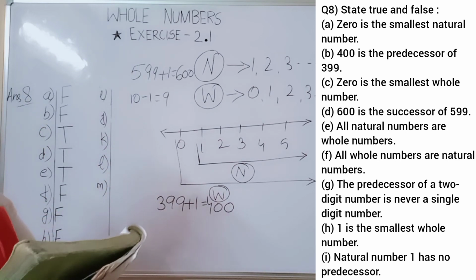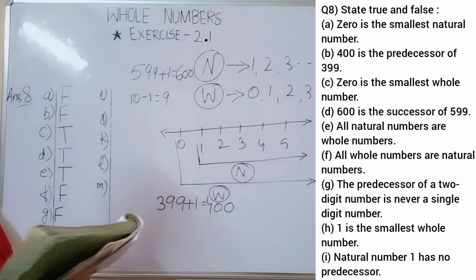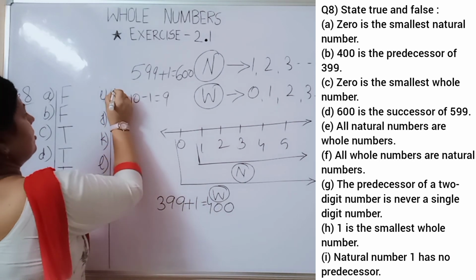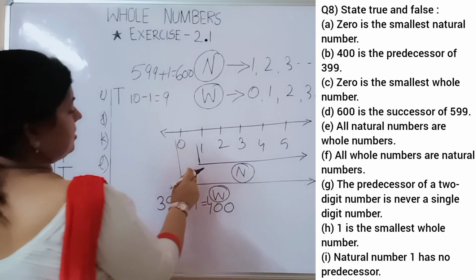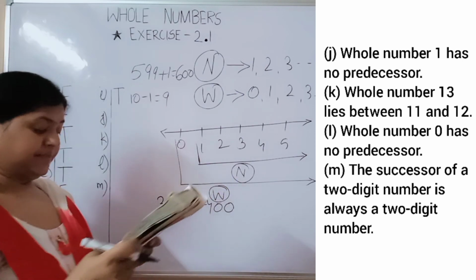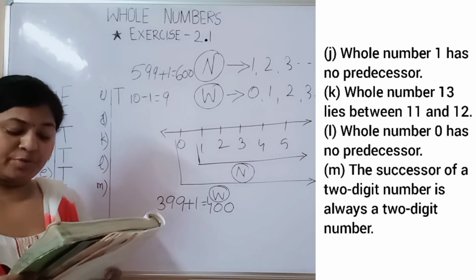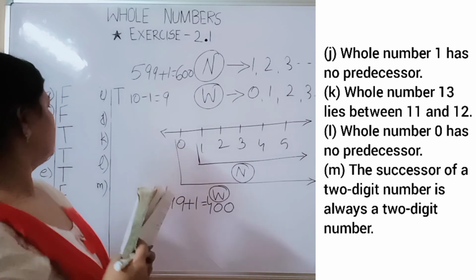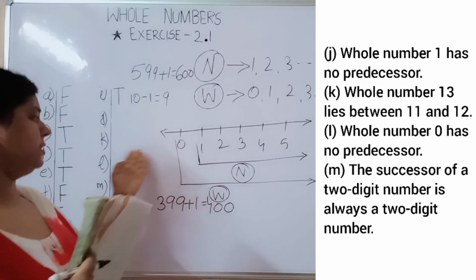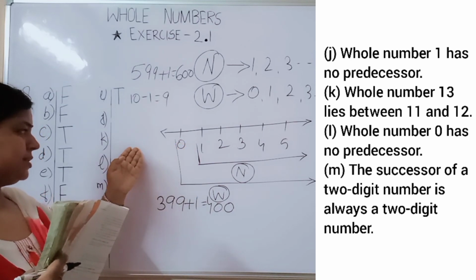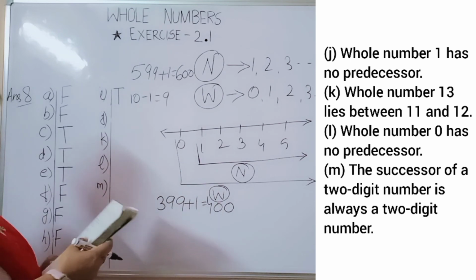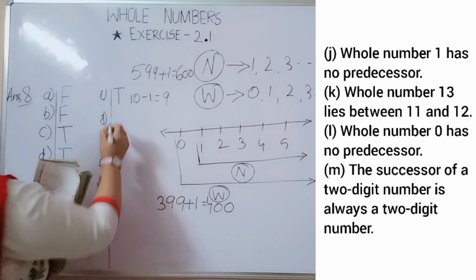This is question number I. True. Why true? Because we don't have a predecessor. Next part, J. The whole number 1 has no predecessor. Whole number 0, it has no predecessor. Because if we go to the left of 0, we get negative numbers. So it is not possible. J part, false.